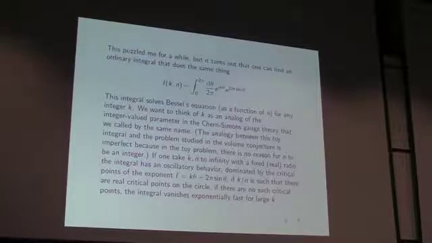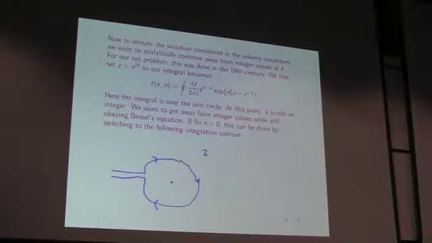Well, to imitate the situation considered in the volume conjecture, we want to analytically continue away from integer values of k. So to do that, first we set z equal e to the i theta, so that we're doing an integral in the complex plane on the unit circle. But in that form, k should still be an integer. To get away from integer values while still obeying Bessel's equation, we have to change the integration contour. This is meant to be 0 in the complex z-plane, this is the unit circle. And now we take a contour that has a long tail going off to z equals minus infinity. If k is an integer, we haven't changed anything, because the two pieces of the tail that we've added cancel.